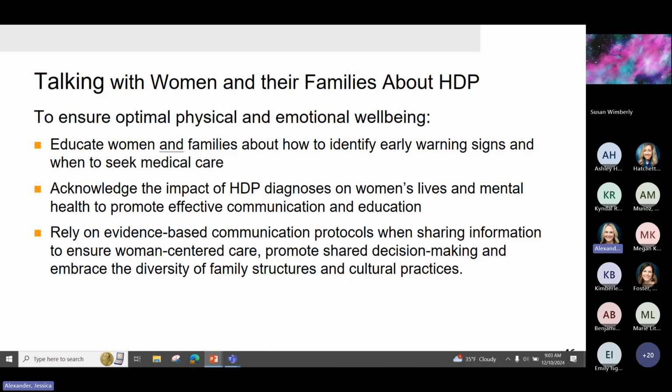Talking with families and the patients about the disorder to ensure their optimal physical and emotional well-being. Education is key to identify early warning signs and seek medical care, acknowledge the impact of hypertensive disorders on women's lives and mental health, promote effective communication, rely on evidence-based communication protocols when sharing information to ensure woman-centered care, promote shared decision-making, embrace the diversity of family structures and cultural practices. I think this is more important than what we have a tendency to emphasize.